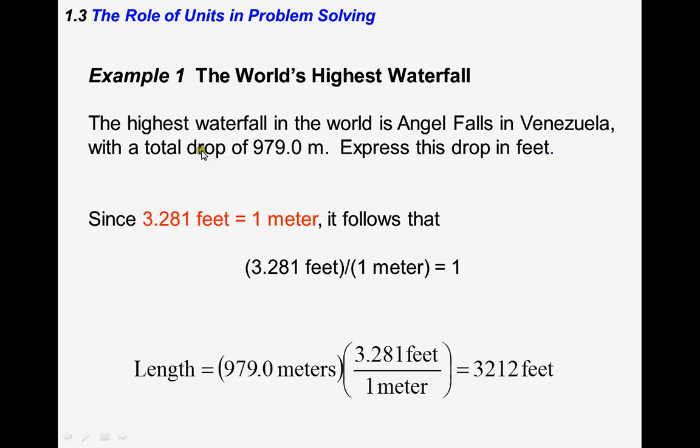Well, here's an example. The highest waterfall in the world is Angel Falls in Venezuela with a total drop of 979 meters. If we wanted to express that drop in feet, because we're talking to someone who doesn't really know how long a meter is and they just want to get a sense of that in feet, we'd say, all right, well, 3.281 feet equals 1 meter. So this is this equivalency. So 979 meters, I want to cancel out meters. I want to get rid of that unit and leave the units in feet. So 979 meters times 3.281 feet per meter gives me 3,212 feet. That's the drop of this waterfall in feet instead of meters.